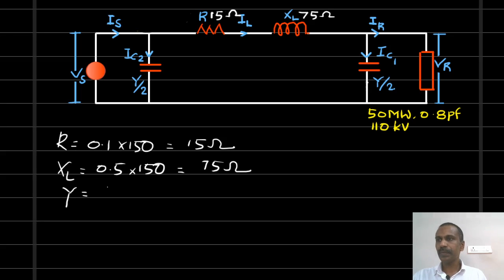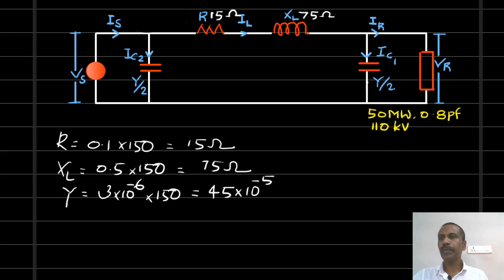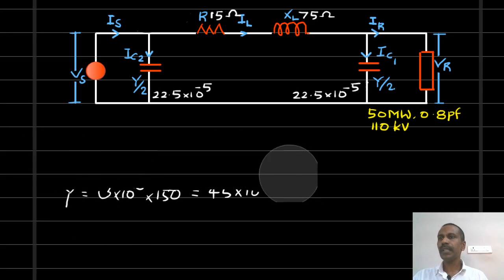Capacitive susceptance is 3 into 10 raised to minus 6 Siemens per phase per kilometer. And the total length is 150 kilometers. So it is 45 into 10 raised to minus 5 Siemens. Half the susceptance is on the left side, half is on the right side. So it is 22.5 into 10 raised to minus 5 on the left side. Here also it is 22.5 into 10 raised to minus 5 Siemens. These are the transmission line parameters.